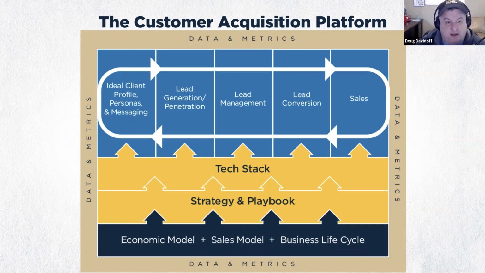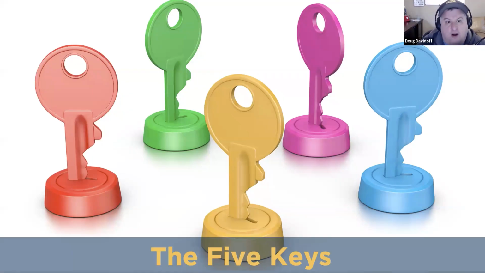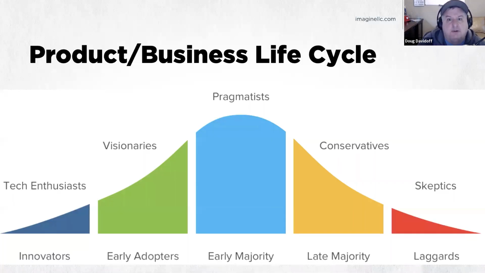Let's get into it. Let's talk about what are the 5 keys to a strong go-to-market strategy. Well, the first thing you've got to do is figure out some important components around your model. What's your business model? What's your sales model? What's your economic model? Where are you on the business life cycle? Where's your product, your service, your solution, whatever you want to call it, on the life cycle stage? Because you need to do different things depending upon where you are.